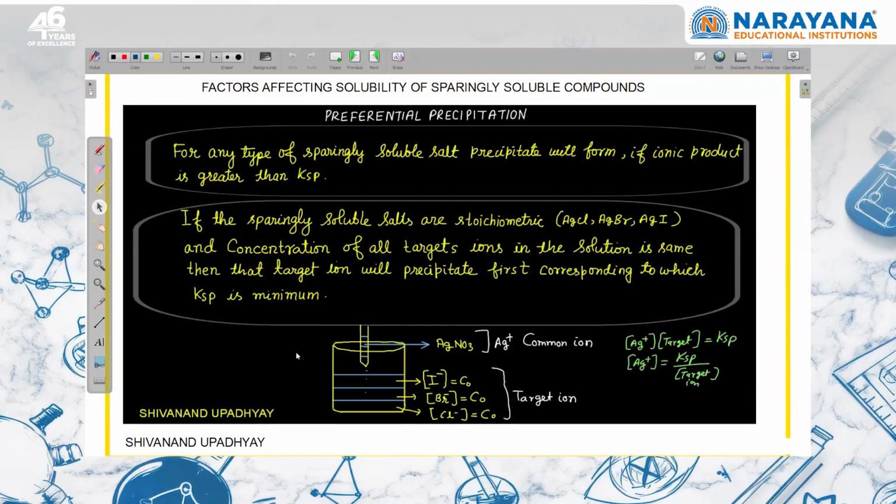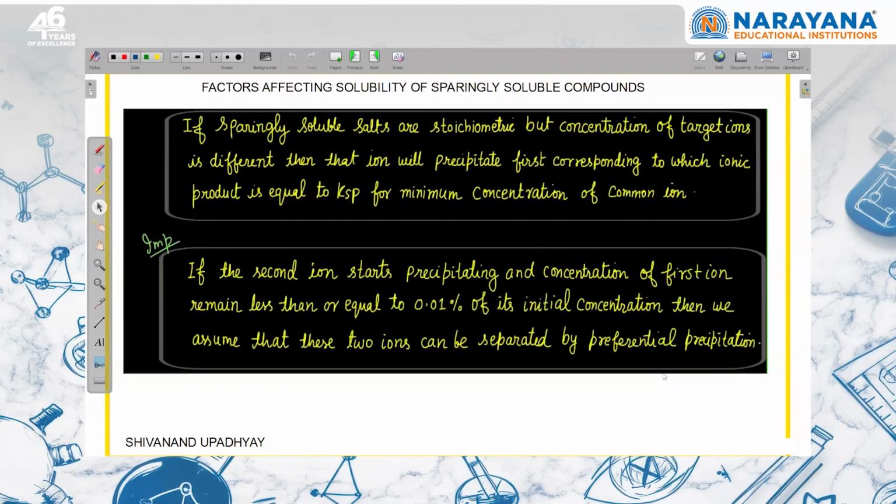तो हम Ag plus ion का concentration कैसे लिखेंगे? Ag plus ion concentration will be Ksp divided by concentration of common ion or target ion. So here all the target ions have same concentration. So we are saying Ag plus ion concentration is Ksp upon concentration of target ion. This is same. So depending upon the value of Ksp, जिसका Ksp सबसे छोटा होगा उसका Ag plus सबसे कम आएगा for precipitation, right?